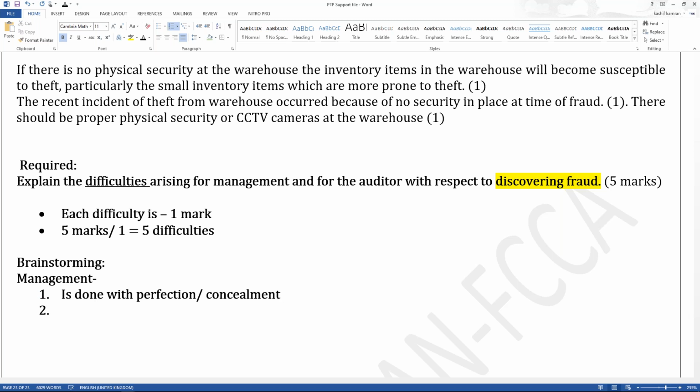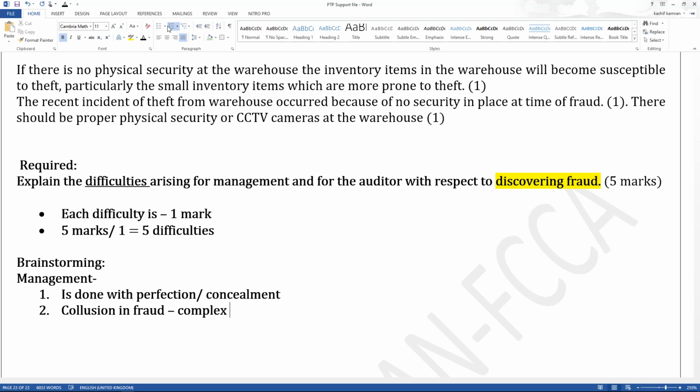Number two, there might be collusion in fraud, and when there is collusion in fraud, it becomes more complex to investigate. So if a single person has done fraud, perhaps it's easier to find it. But if there is a collusion of people, then obviously it becomes a more complex exercise for the management to take on.